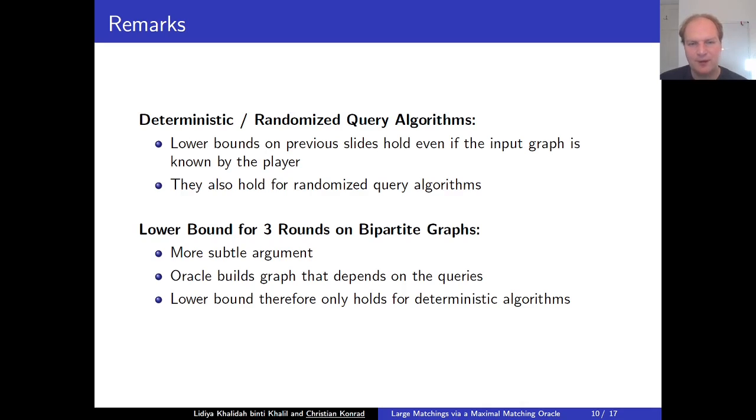Now the lower bound that I'm going to present in a minute, the 3 rounds lower bound for bipartite graphs, the 3/5 approximation lower bound, the argument is much more subtle. In particular, the oracle builds the graph as we go along, and the graph depends on the queries submitted by the player. This means that this lower bound really only holds for deterministic algorithms, this 3-round result.